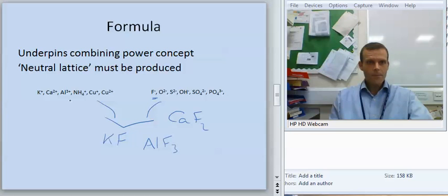Likewise, we can scale things up with aluminium sulfate. This is 3+, this is 2-. So we need 2 aluminiums to give us 6+, and for the sulfate to also get 6-, we need 3 of those. It's worth taking a bit of time to practice some combinations of these cations and anions, and write some new formulae.